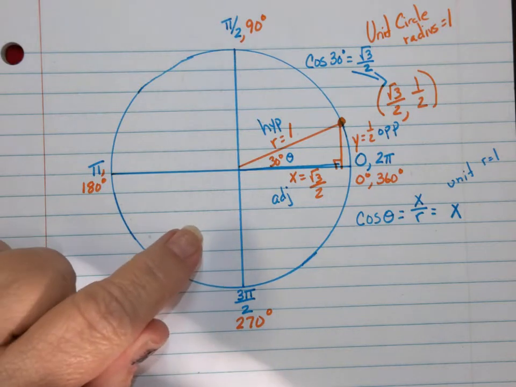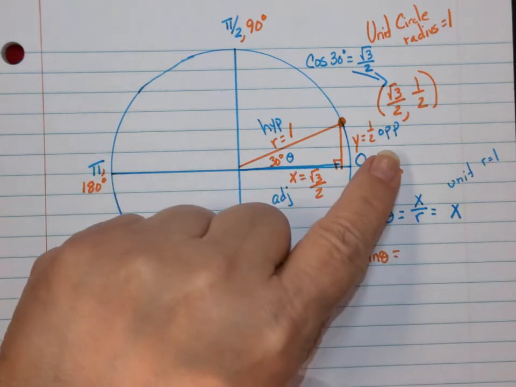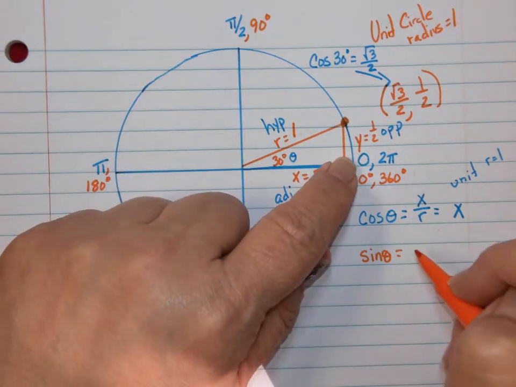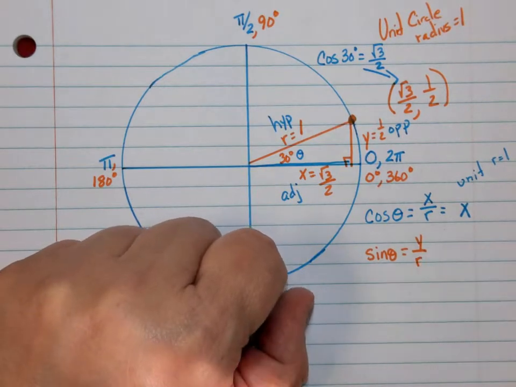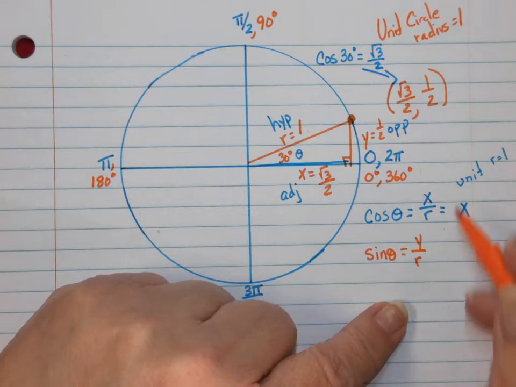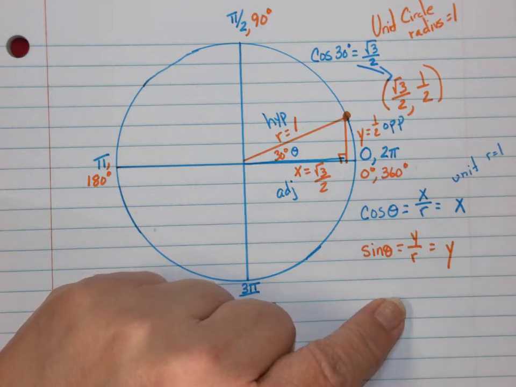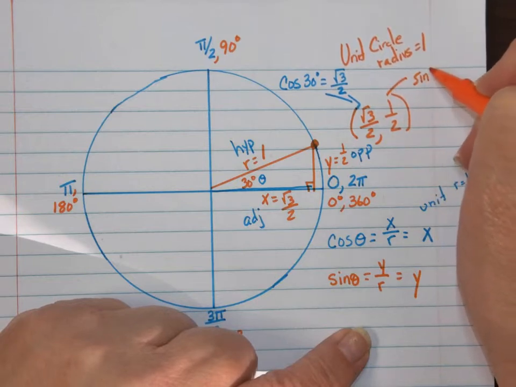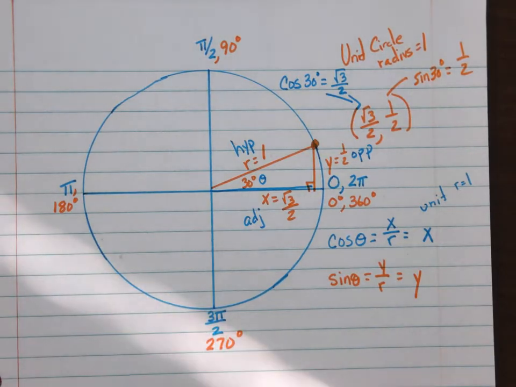Alright, guess where we're going next? The sine of theta is opposite over hypotenuse, but the opposite side is y, and the hypotenuse is r. So sine of theta is always going to be y over r in a circle, but in the unit circle, if r is 1, sine of theta is just y. So that means that sine of 30 degrees is 1/2. Bam.